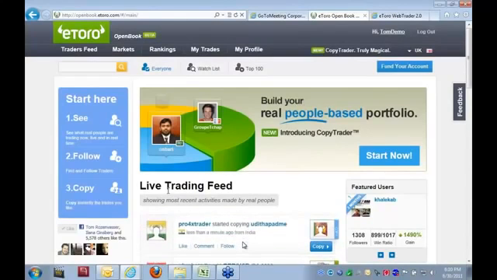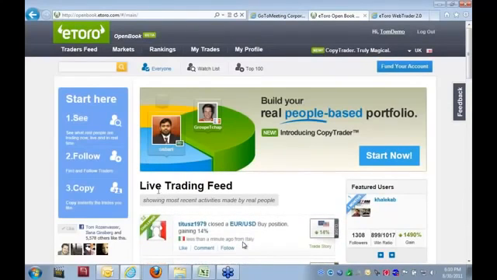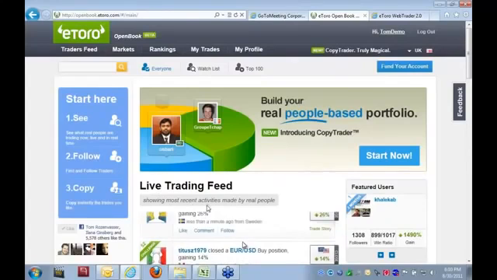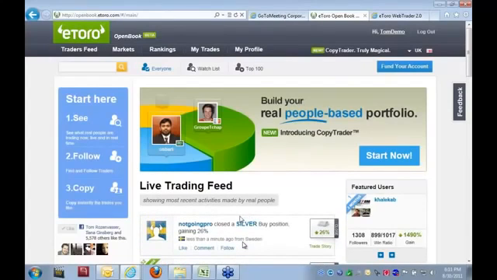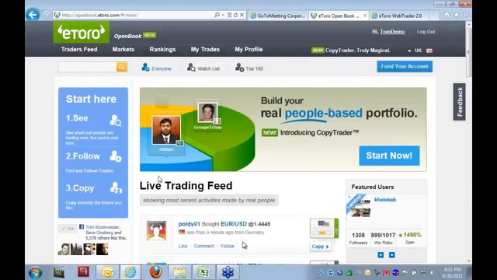Let's continue. So what can we see, as I said in the beginning, see? What we're seeing here is a live trading feed, all showing most recent activities made by real people. That's pretty much self-explanatory. That means that all the positions that are open in Etoro are shown here.